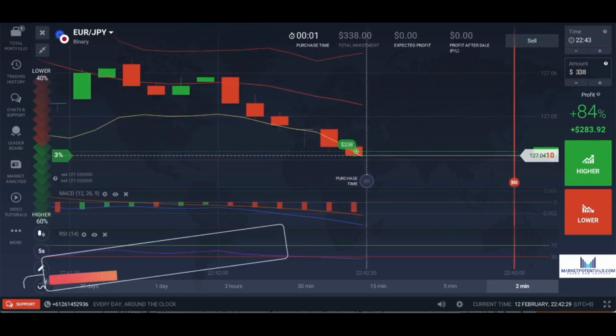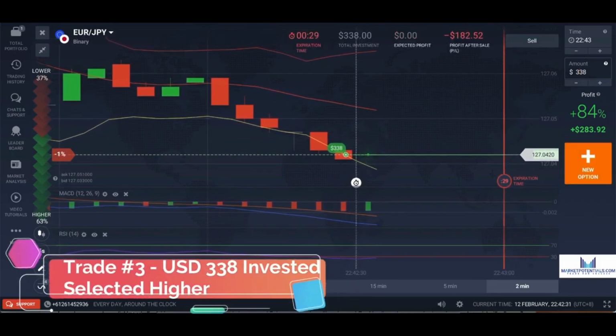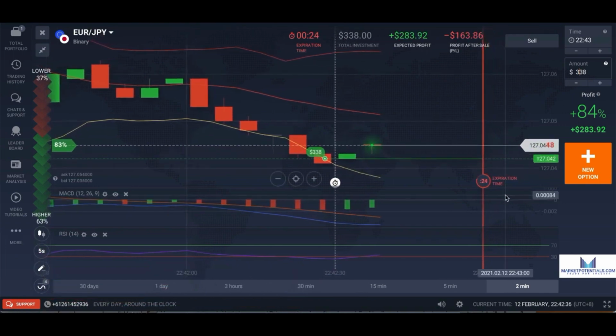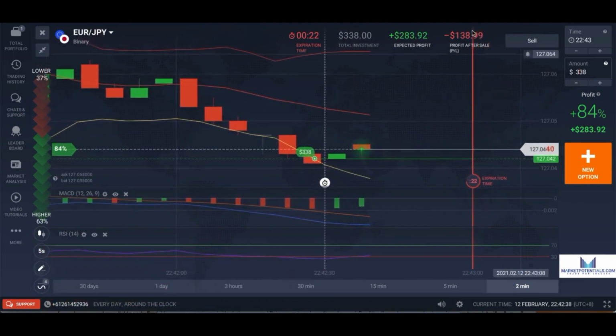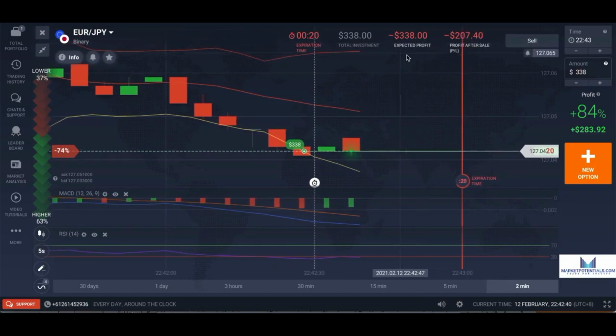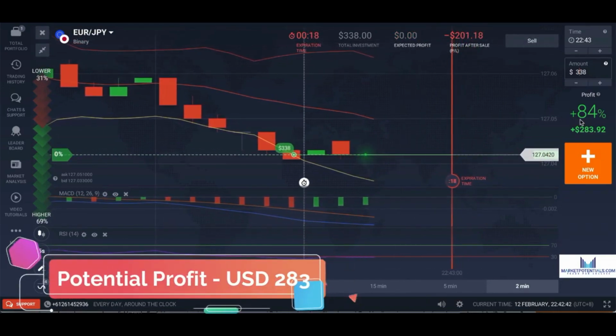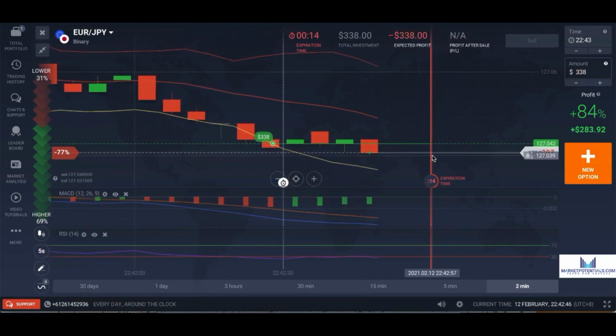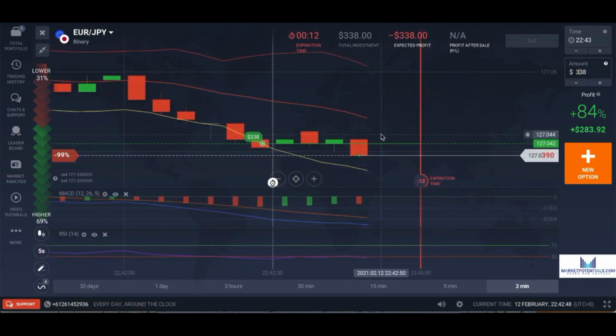All right, I'm going to take this trade here. $338 invested in this trade number 3 that we are taking. Again, 84% ROI. If you're successful, we're going to be walking away with $283. Kind of iffy at the moment. I've got another 15 seconds to run though, so let's see if it does work out.